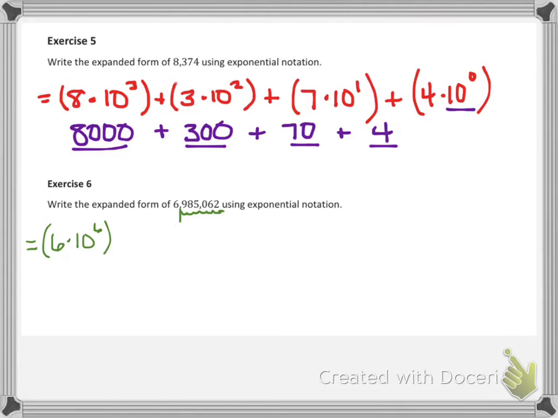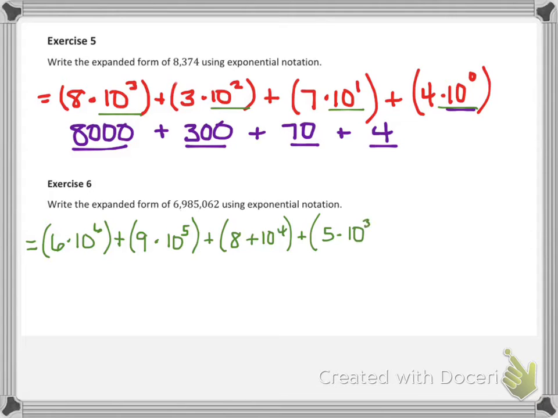And then hopefully you've noticed that there's a pattern now. Look up here, we had 10 to the 3rd, then 10 to the 2nd, then 10 to the 1st, then 10 to the 0. And we're going to follow that same pattern. So I'm going to add, my next digit is a 9. So that's 9 times 10 to the 5th. Plus my next digit is an 8 times 10 to the 4th. Plus my next digit is a 5. So that's 5 times 10 to the 3rd.